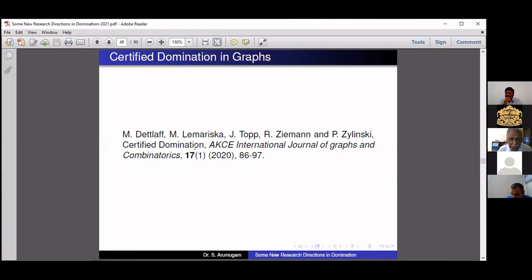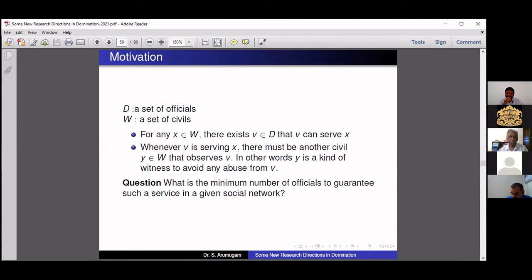They got this problem as a motivation from the current pandemic situation. That's why I got attracted to this. Suppose in your social network, you have a set of officials and a set of civils. An official can give service to a civil. But the author puts a condition that whenever an official is serving a civil X, there must be another civil Y who observes it. In other words, the other civil will act as a witness and see that the official does not abuse the person. That is how he motivated the problem.